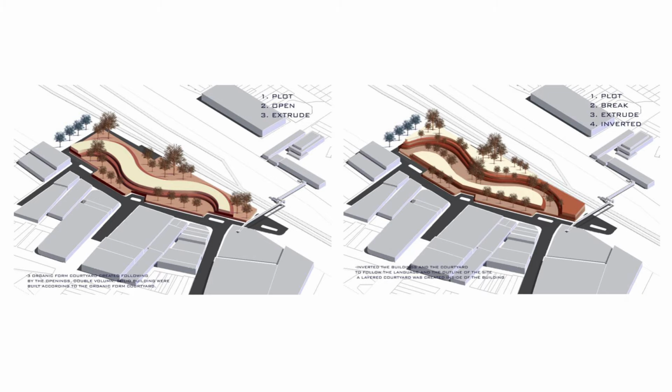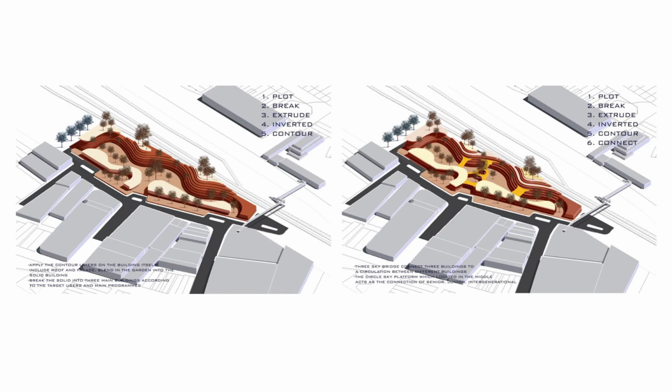In the next step, I inverted the building and also the courtyard. This is to follow the language and also the outline of the site. So when you look from the side, the outline of the building on the side is actually sharing the same language with Bukit Mertajam.